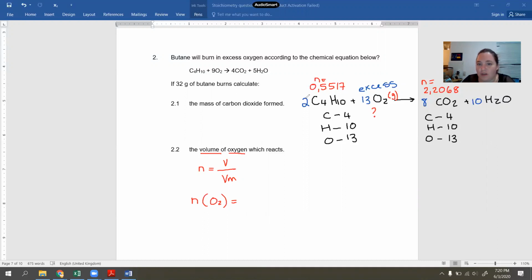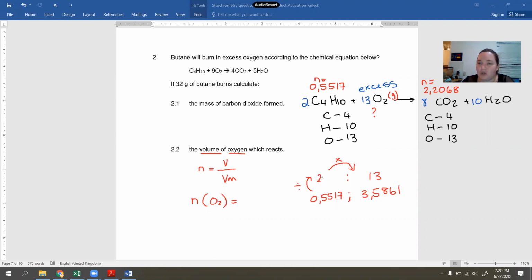So if this is a ratio of 2 to 13, the 2 part is 0.5517. So the 13 part, now you've got to be careful here. I'm going to have 0.5517. I'm going to divide it by 2 and then times it by 13 to get the ratio. So I usually view it as divide by this number, times by this number tells me my ratio, and that gives me 3.5861 moles. Okay, there are other ways to convert from moles to another.